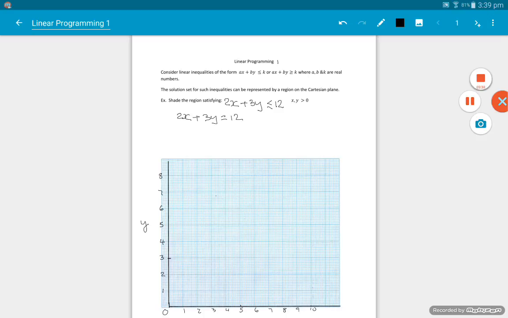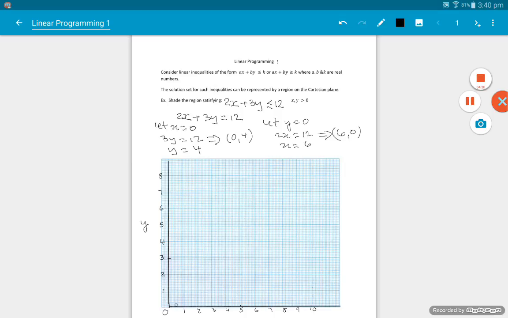Very easily, we need to get 2 points which lie on the line. The simplest way is to first of all let x equal to 0, which tells us that 3y is equal to 12, y is equal to 4, and therefore the point (0, 4) lies on the line. If we now take y equal to 0, we get that 2x is equal to 12, therefore x is equal to 6, and this tells me that the point (6, 0) lies on the line.